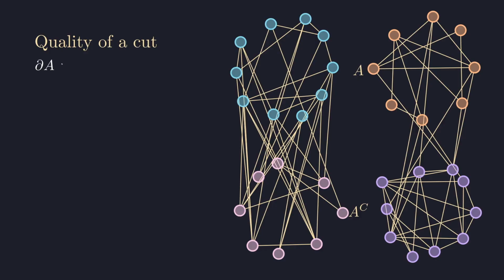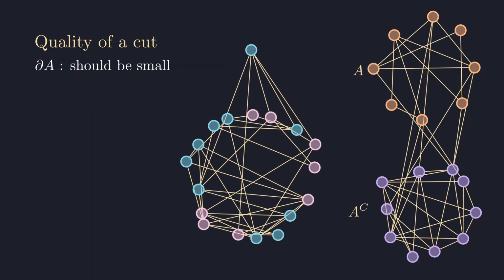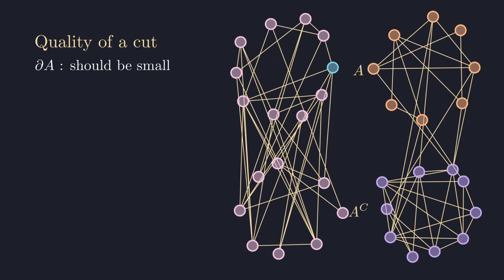As we've already discussed, we want the boundary of our cut to be as small as possible. This is actually a good starting point, but the boundary can be small when one of the clusters itself is very small. So, instead of just trying to minimize the boundary of A, we somehow have to change our objective function so that it becomes larger when one of A or A complement is very small. There are a couple of ways to do this.